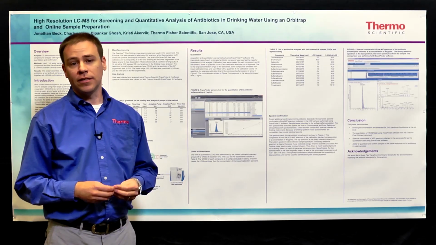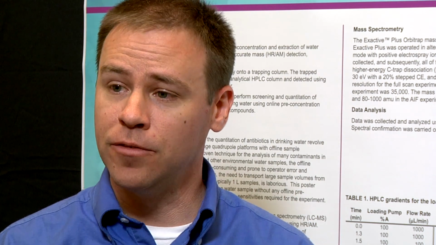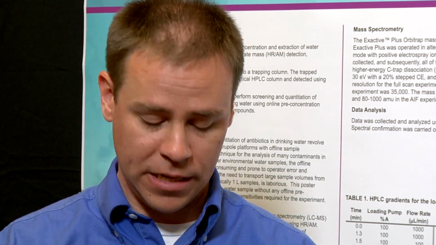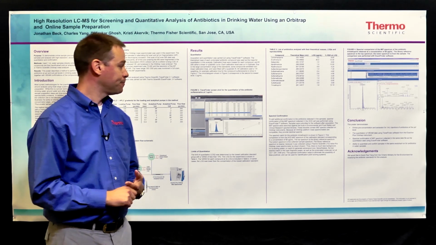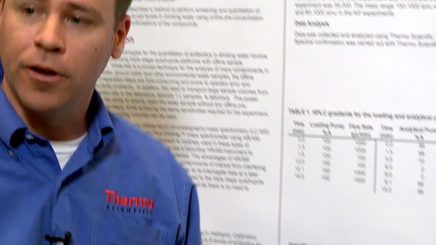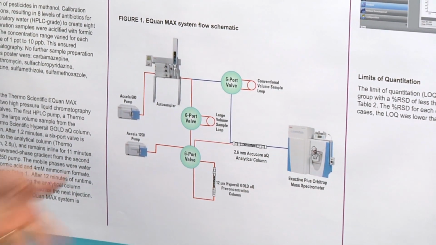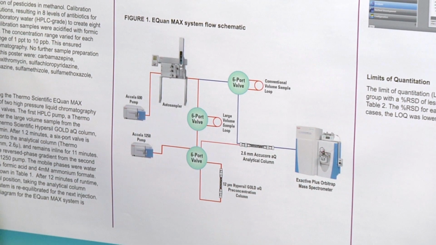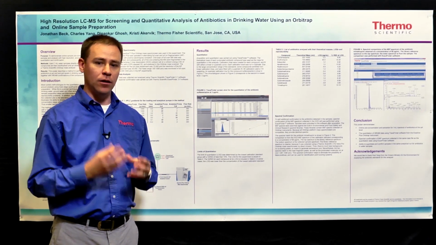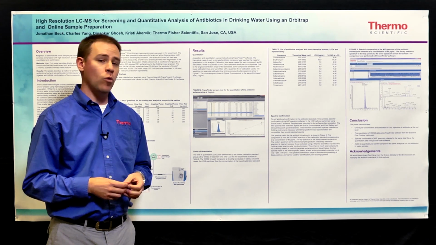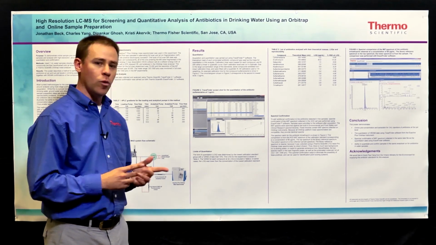What we do with our eQuant system is bring that online and automate it so that there is no manual intervention required. Everything's automated, it saves time, and there's less chance of having a mistake due to a human error. Our eQuant system uses two different columns as well as two different pumps coupled with the autosampler and the mass spectrometer, and it's shown in Figure 1 here. Basically what we do is we have a trapping column or loading column where we inject a large volume of sample, typically 1 milliliter, but we can go up to 20 milliliters. In this experiment, we injected just 1 milliliter.